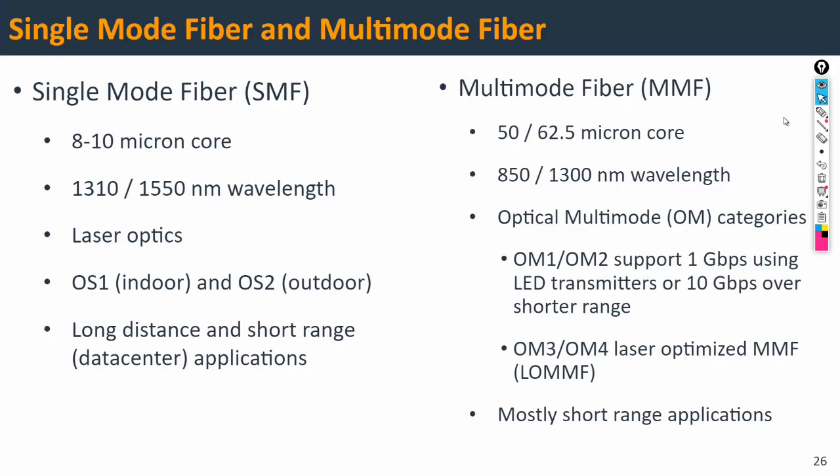Okay, there are two types of cables. One is single mode fiber cable, another is multi-mode fiber cable. When data is transferring in a single mode, it is called single mode fiber cable. When it is transferring in multi-mode, it is called multi-mode fiber cable, like this.